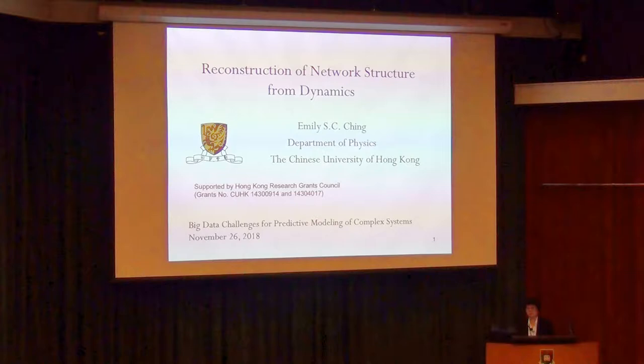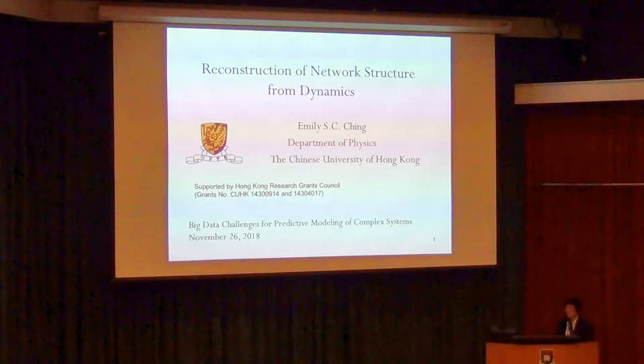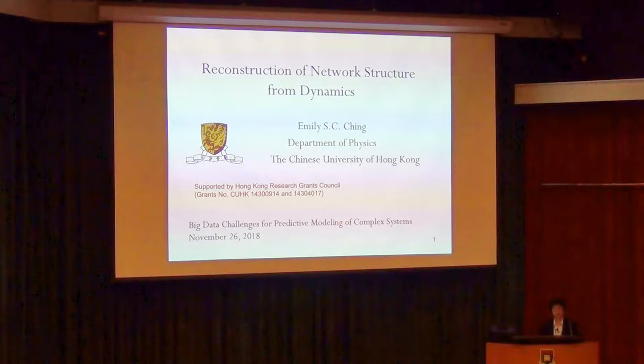And today I'm going to talk to you about another challenge in this big data science era. We try to extract information about a system that we're interested in from all the data that we collected. In particular, I'm going to tell you that we can think of these complicated systems as networks. And then we want to get information about the structure, namely the interaction among these different nodes, and also the coupling strength of the interaction, from the data that we collected from the nodes.